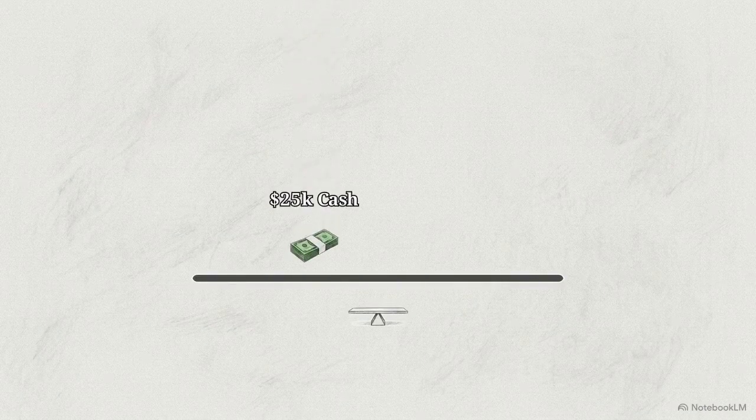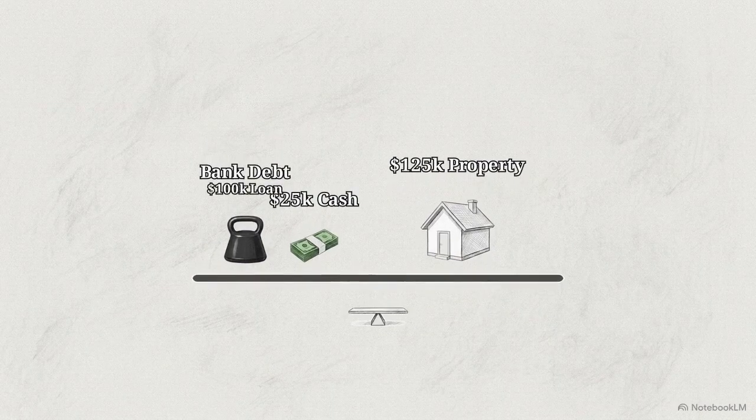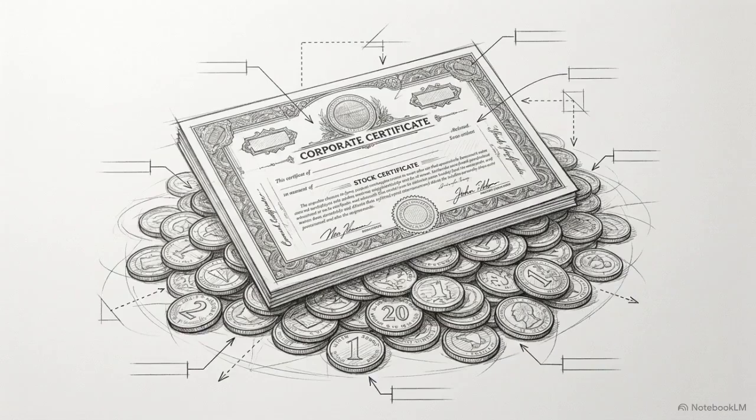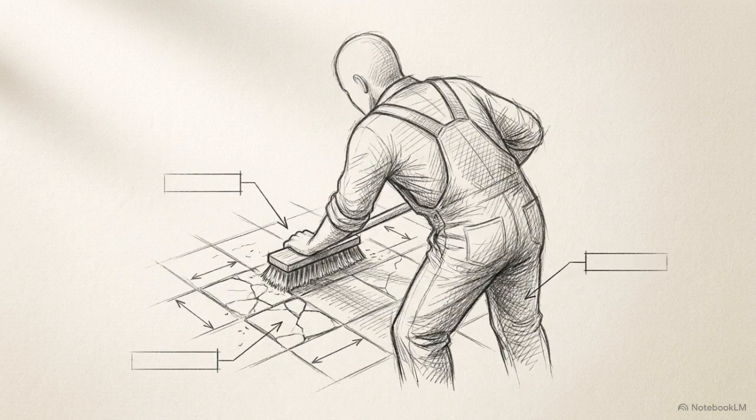Having $25,000 in cash limits you to buying $25,000 worth of stocks. But placing that same cash down as a property deposit allows you to use bank debt to control a $125,000 physical asset. That advantage involves a trade-off. Paper markets allow for instant liquidation, whereas selling a house takes months and requires manual labor to maintain.